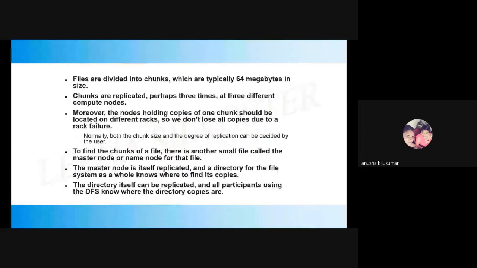Files are usually divided into chunks, usually 64 megabytes in size. Chunks may be replicated 3 times at 3 different compute nodes.